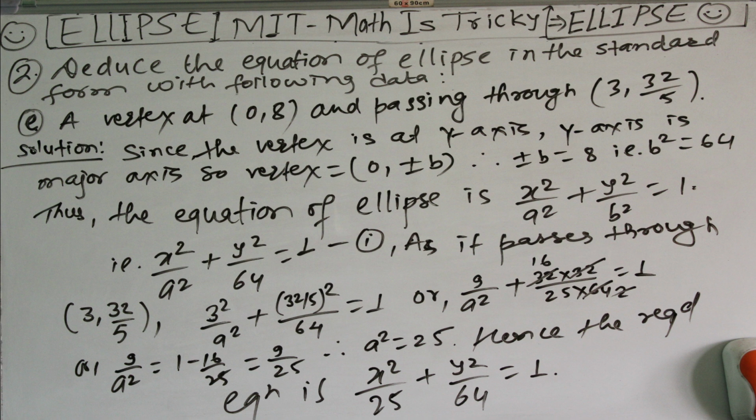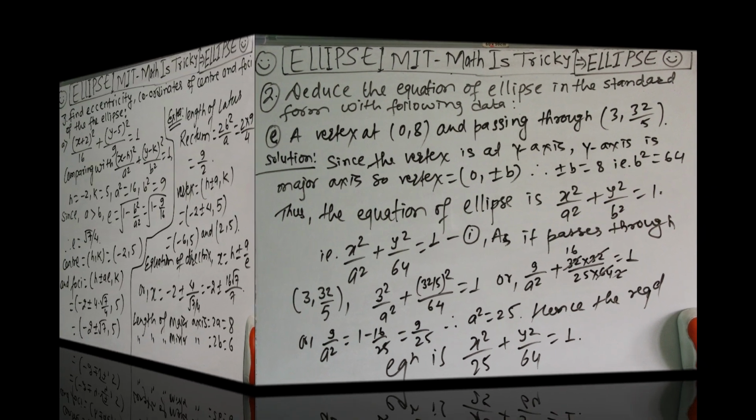Let's suppose that the equation of the ellipse is x square by a square plus y square by b square equals 1. So by putting b square equals 64, we'll get here x square by a square plus y square by 64 equals 1. But this ellipse passes through the point (3, 32/5), so we can put x as 3 and y as 32 by 5. So on simplification we'll get a square as 25, and hence the required equation is x square by 25 plus y square by 64 equals 1.